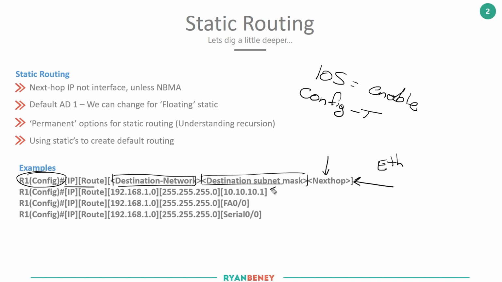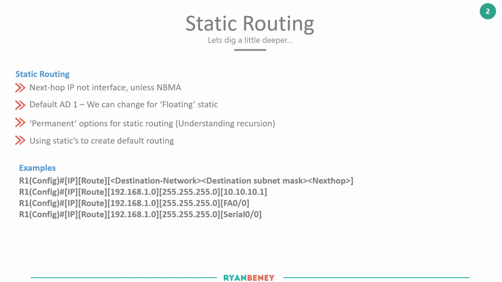Here's a good example of that. Here's a very bad example of someone doing a next hop of a local broadcast interface, in this case a FastEthernet interface. And here's a good example of someone doing it on a point-to-point interface, such as a serial link, which is where that is actually allowed to take place.